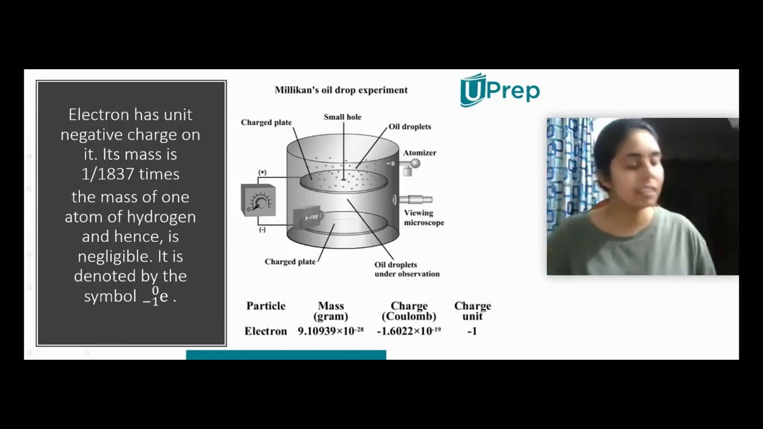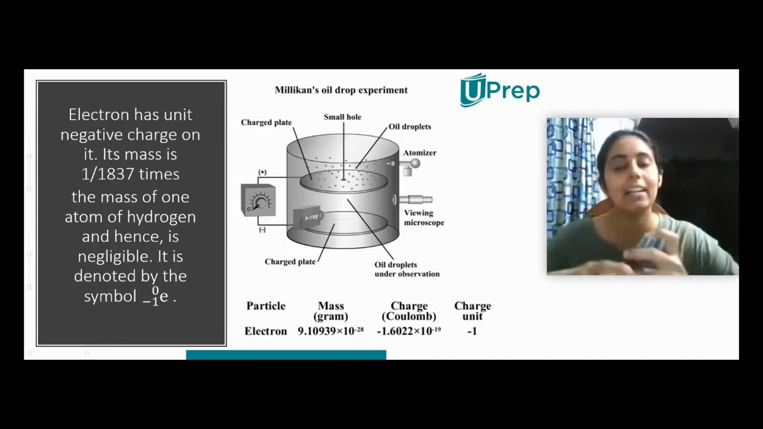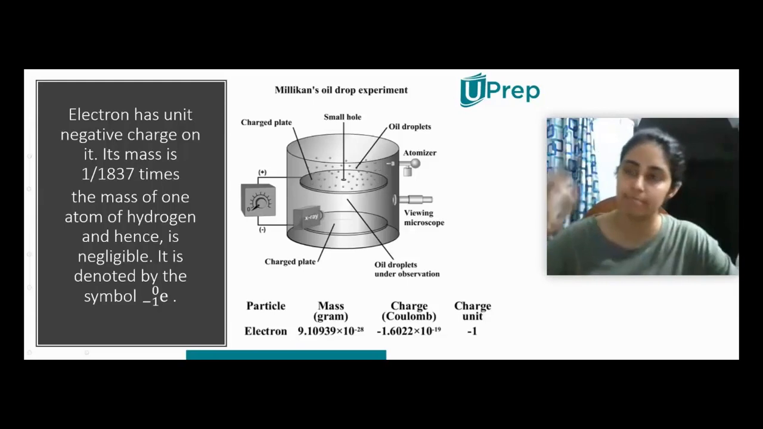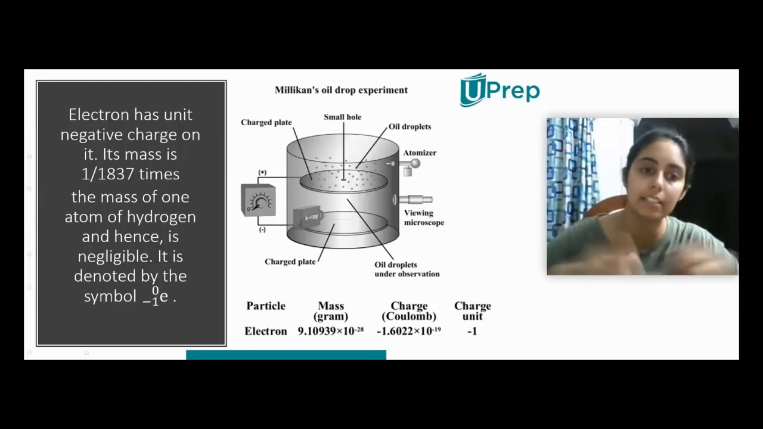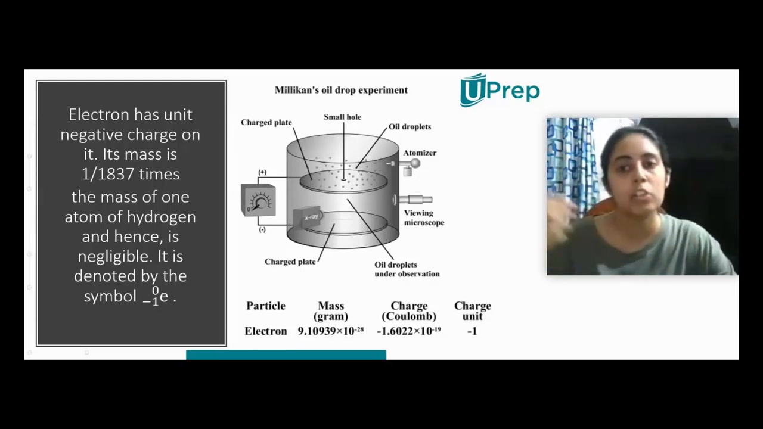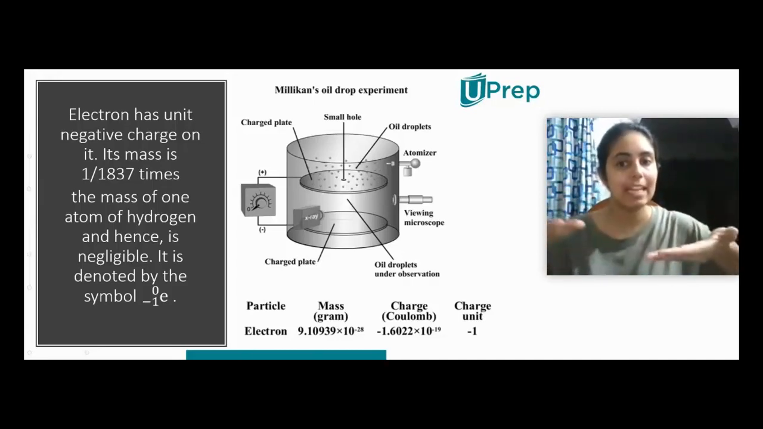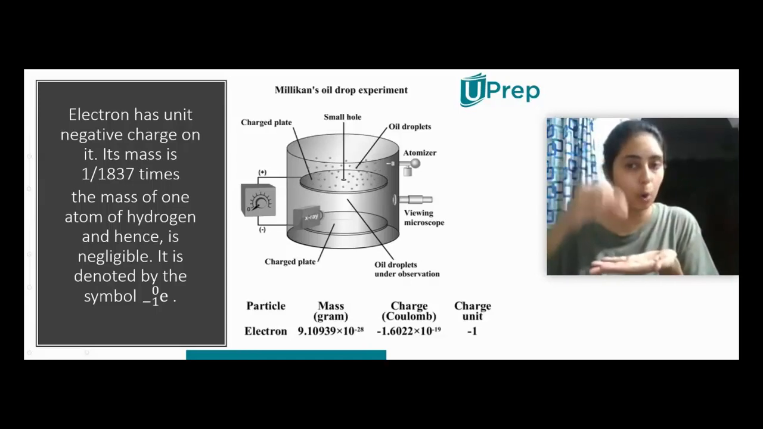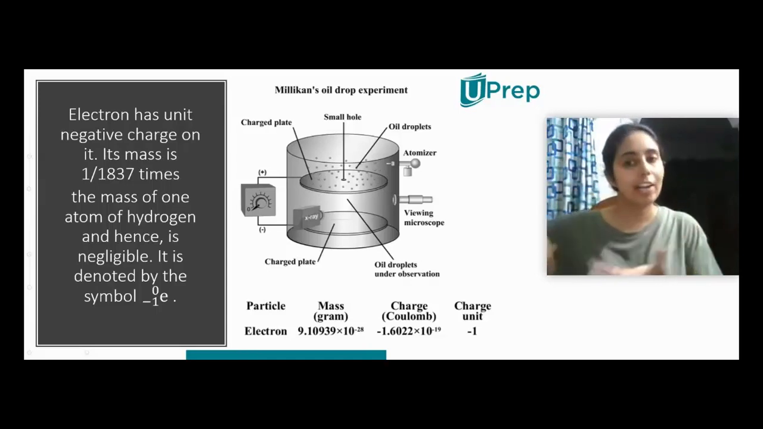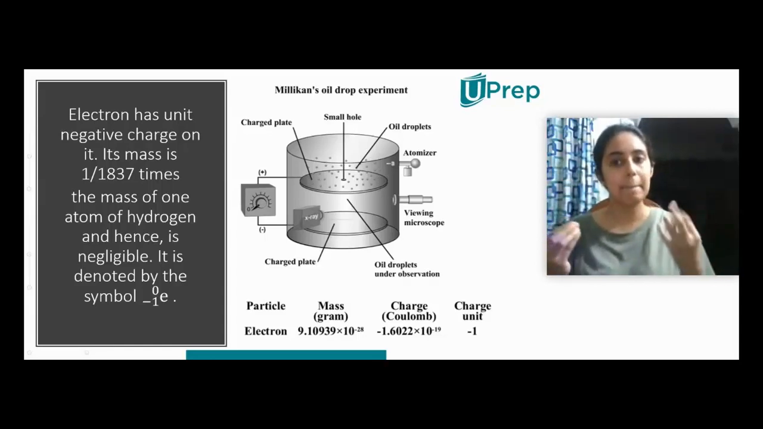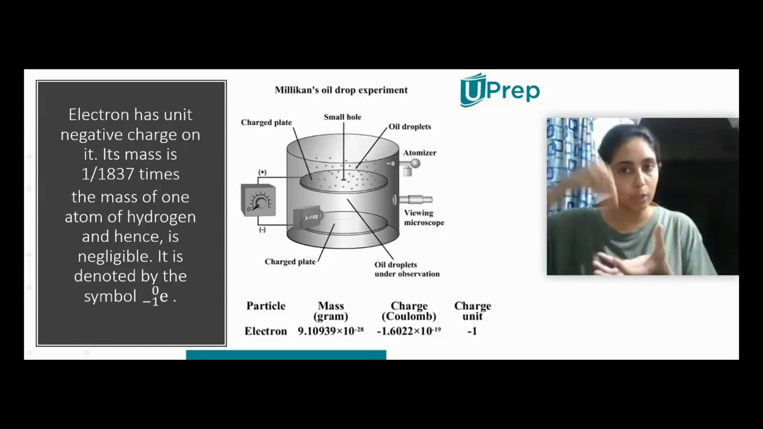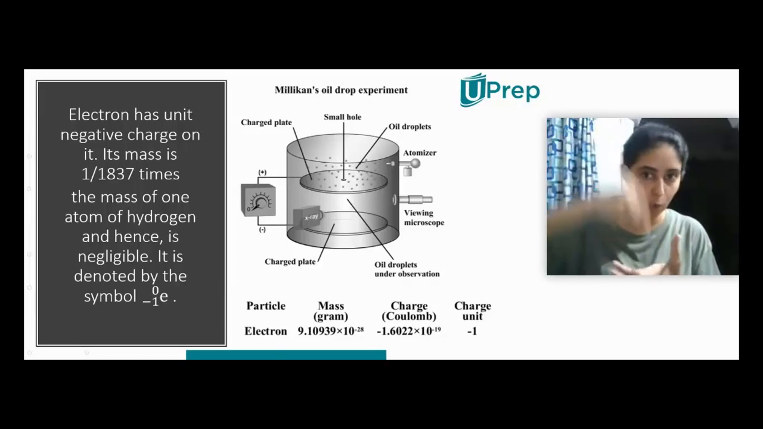So this atomizer contains some oil, and when you press into this, the oil particles come out as a spray. These small oil droplets come on top of a charged plate, and that charged plate has a small hole. So the oil droplets are on top of that charged plate. It has a small hole, and then the oil droplets go in from that hole and down.